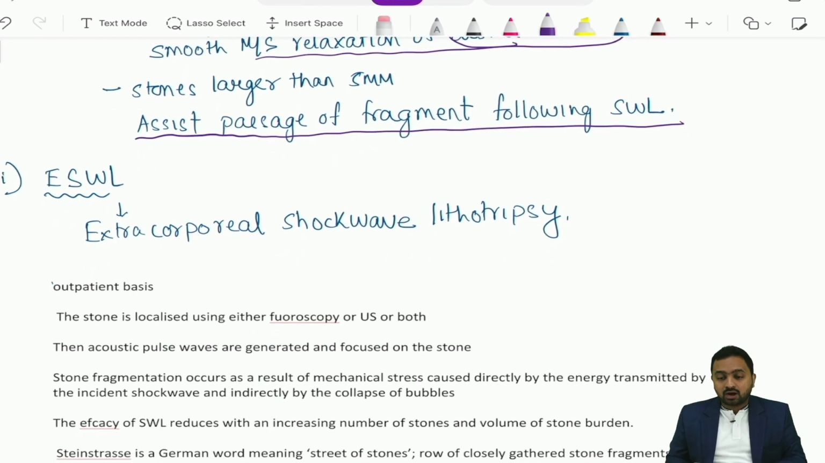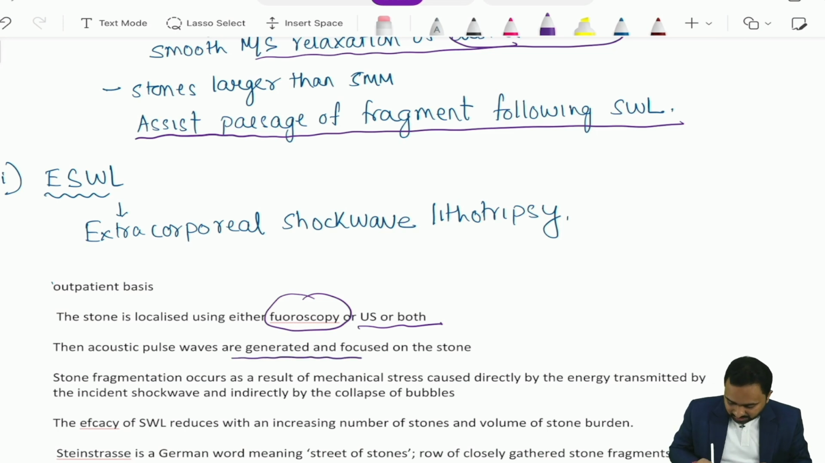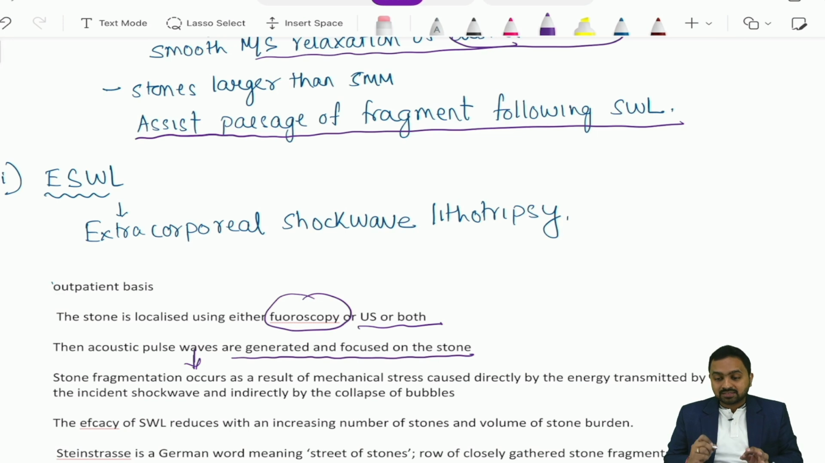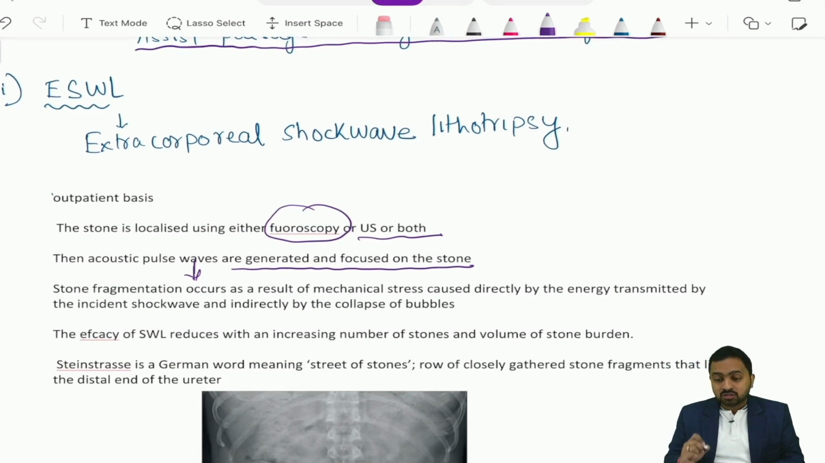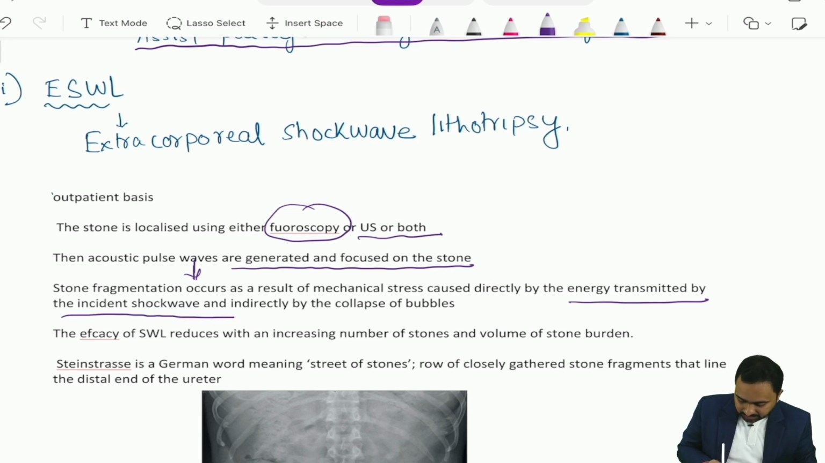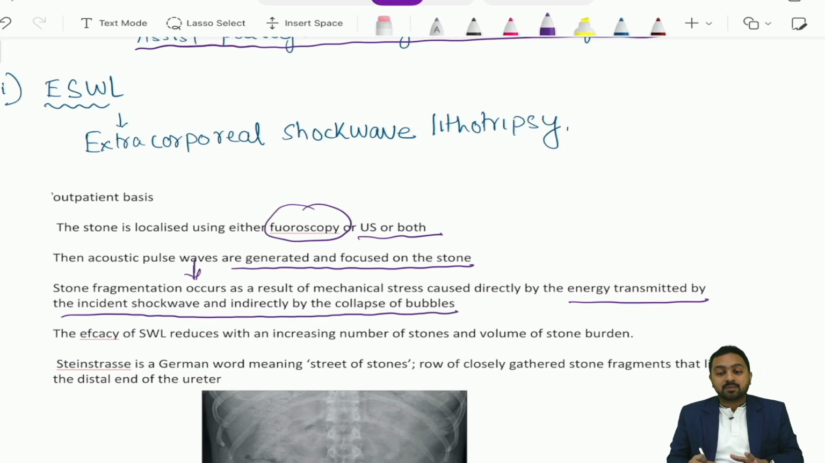It is usually done on an outpatient basis. The stone is usually localized using fluoroscopy or ultrasound, or we can use a combination of both. Then acoustic pulse waves are generated and focused on the stone. Stone fragmentation occurs as a result of the mechanical stress caused by the energy transmitted by the incident shock wave and indirectly by the collapse of the bubble. The efficacy of shockwave lithotripsy reduces with an increasing number of stones and volume of stone burden. So if you have a large number of stones, the efficacy of shockwave lithotripsy will reduce.